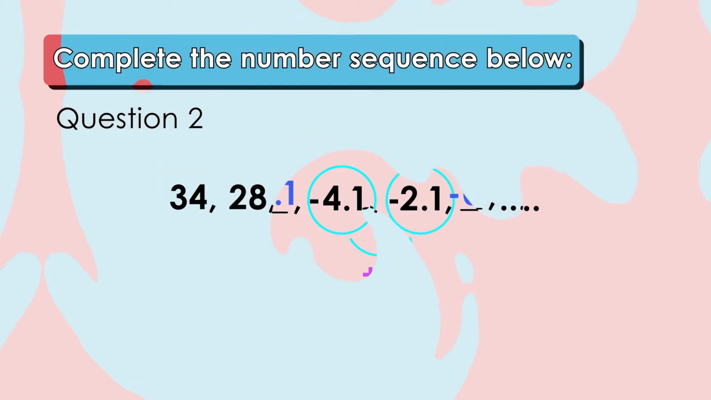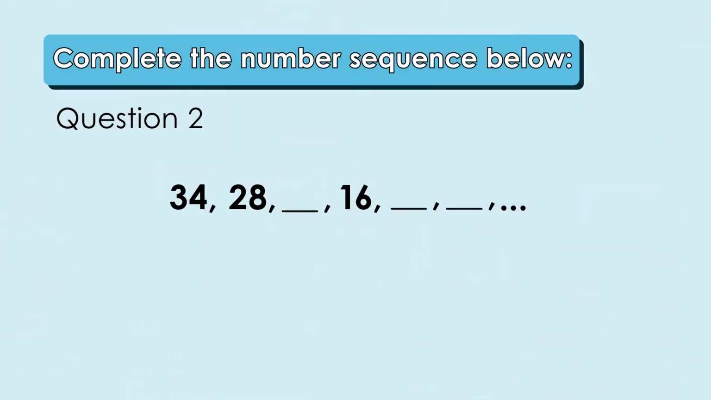For our second question, the numbers are decreasing. How do you get from 34 to 28? Yes, our pattern is to minus 6 from the previous number. So, our answers are 22, 10 and 4.